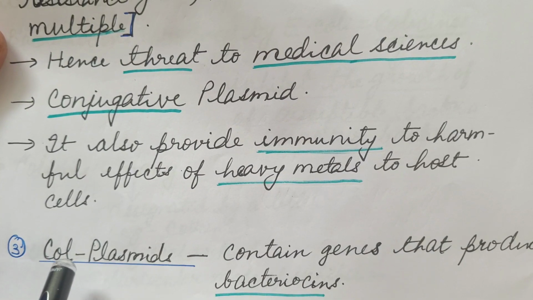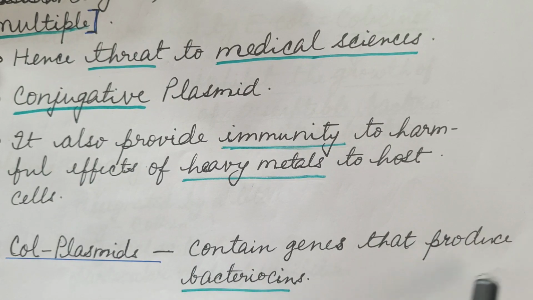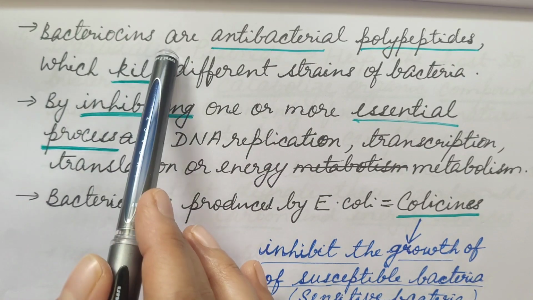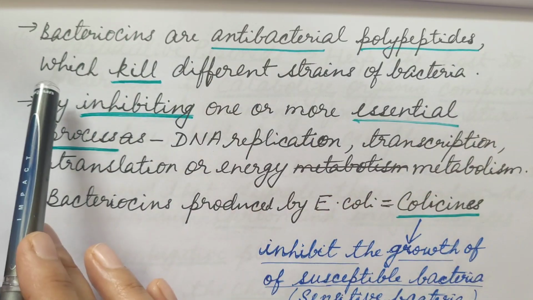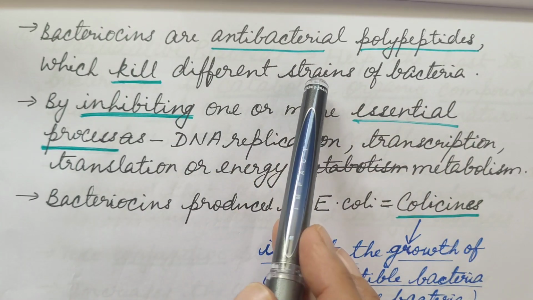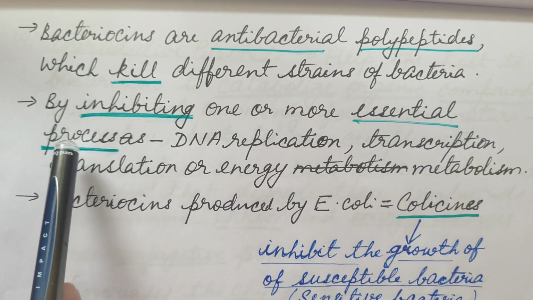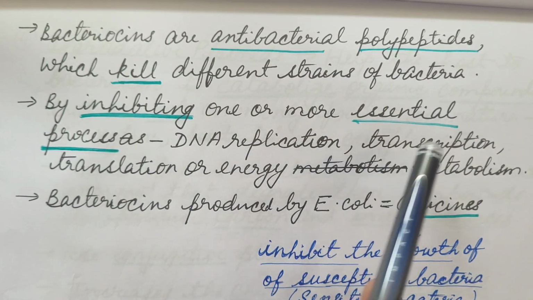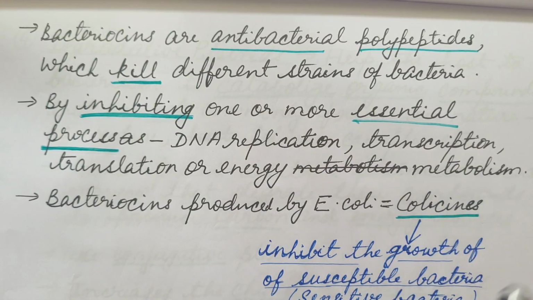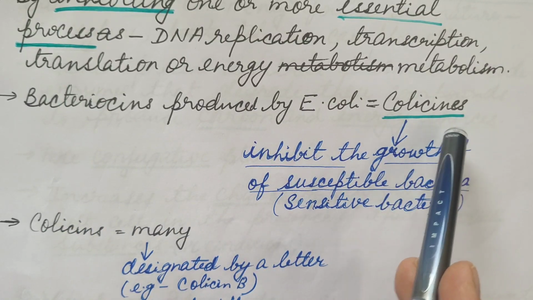Now, the third type of plasmid is Col plasmids. Col plasmids contain genes that produce bacteriocins. So now what are bacteriocins? Bacteriocins are antibacterial polypeptides which kill different strains of bacteria. And how do they kill bacteria? By inhibiting one or more essential processes such as DNA replication, transcription, translation or energy metabolism. Bacteriocins that are produced by E. coli are known as colicins.